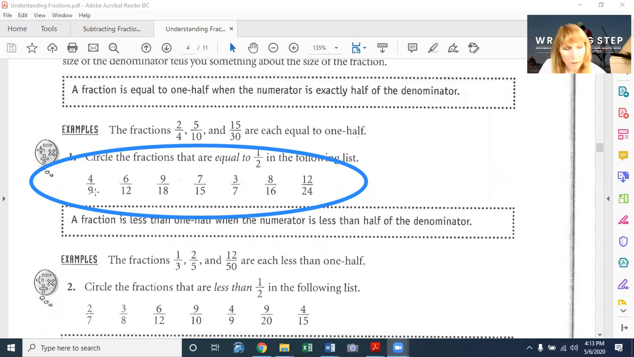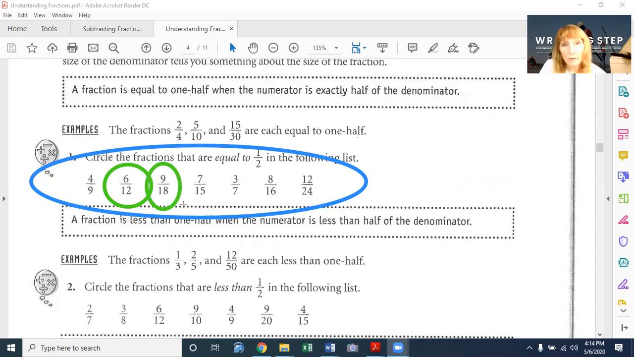So how about 4/9? Is that half? What's half of 9? Right? 4.5 is half of 9, right? So 4 is a little under that, so that's not half. That's not equal to half. However, what about 6/12? Yes, half of 12 is 6, so 6/12 is 1/2. What about 9/18? What's half of 18? 9. So 9/18 is also equal to 1/2.